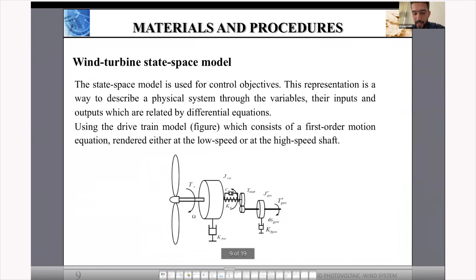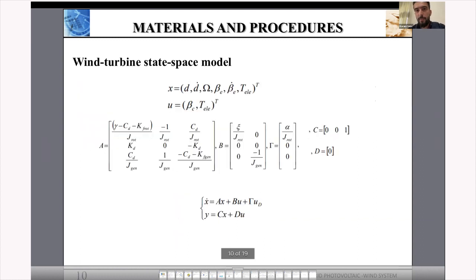Wind turbine state space model. The state space model is used for the control objective. This representation is a way to describe a physical system through the variables, their inputs and outputs, which are related by different equations. Using the drivetrain model figure, which consists of the first order motion equation, for both the low speed and the high speed shaft. The wind turbine state space model is explained in the equation.